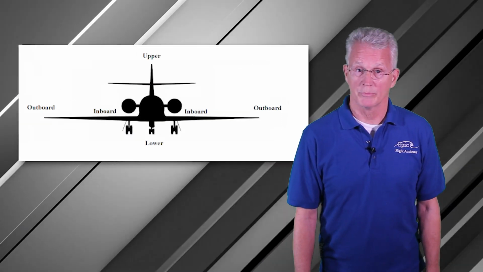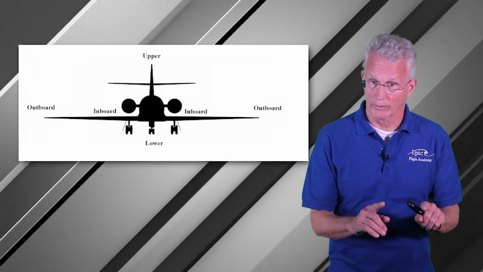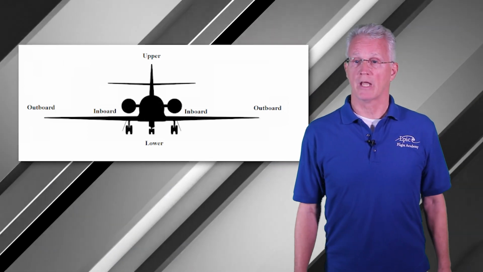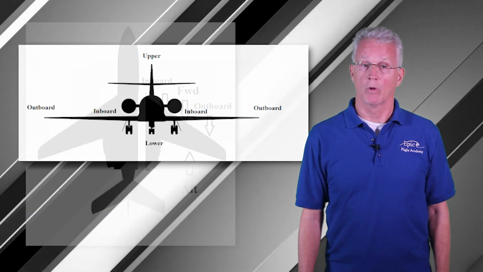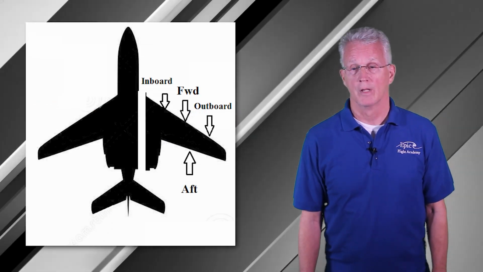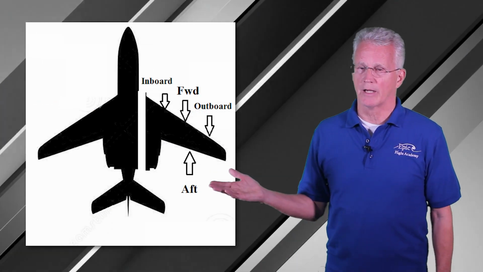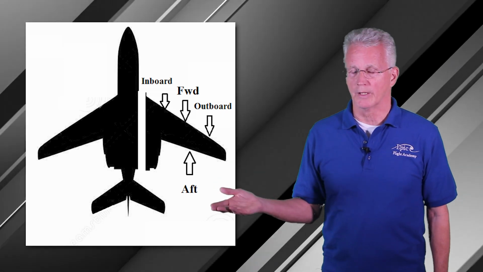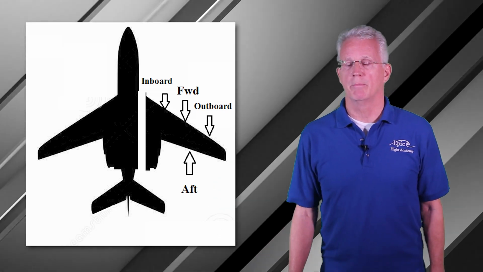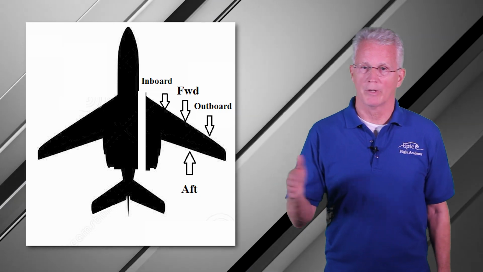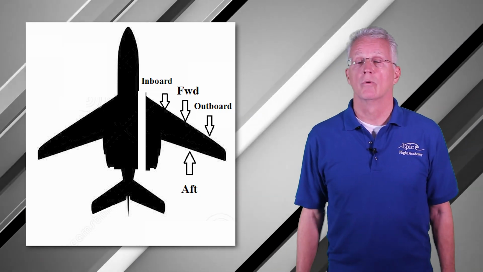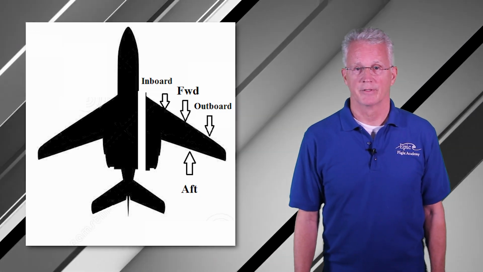The same terms used to reference the whole aircraft can be used to reference a part of the aircraft or a component. Such as in this diagram, you see the right wing. That right wing may be referenced with inboard and outboard and forward and aft.